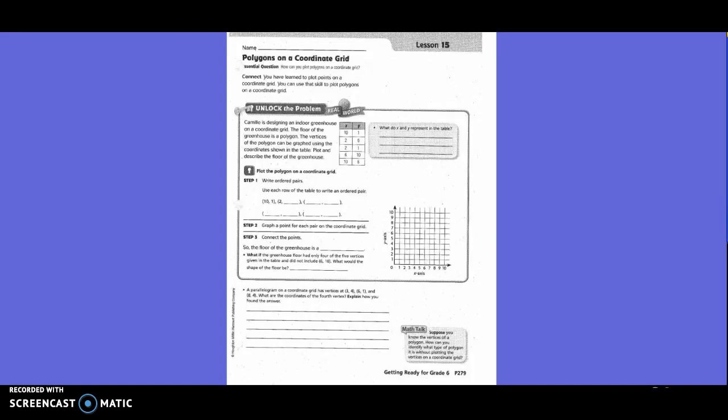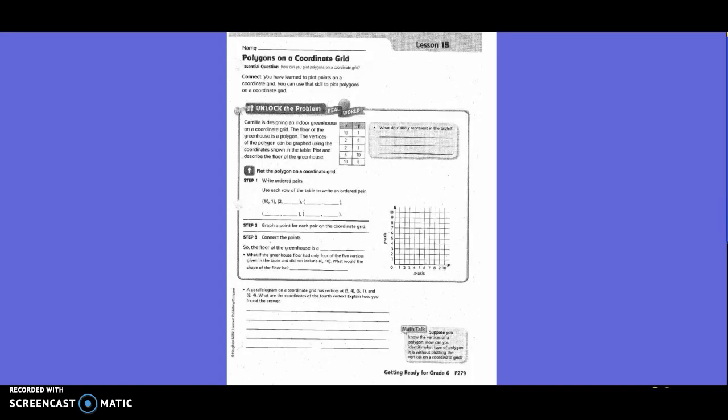Unlock the problem. Camille is designing an indoor greenhouse on a coordinate grid. The floor of the greenhouse is a polygon. The vertices of the polygon can be graphed using the coordinates shown in the table. Plot and describe the floor of the greenhouse. What do X and Y represent in the table?